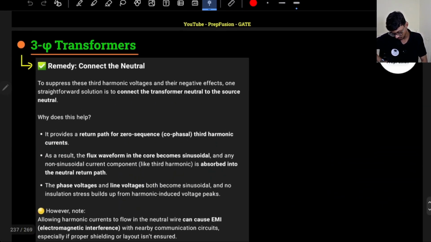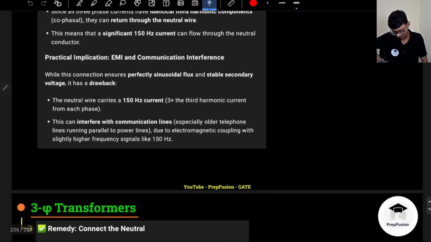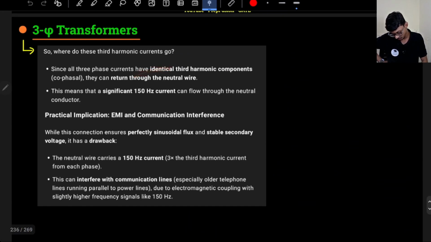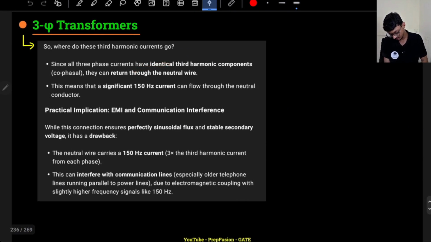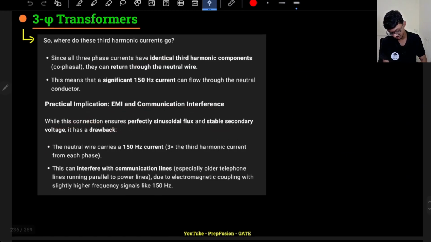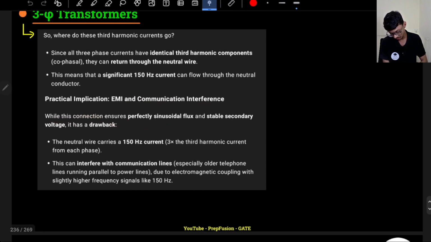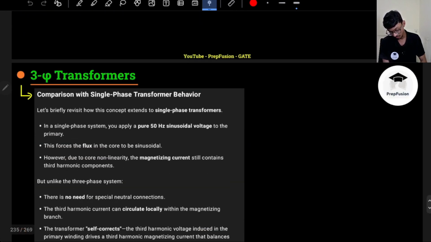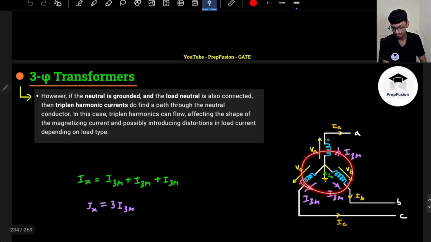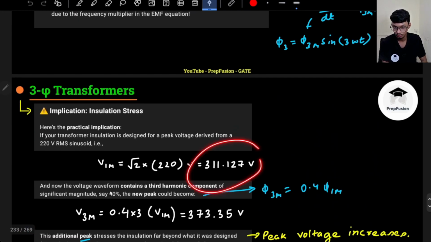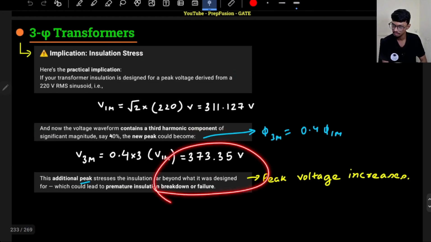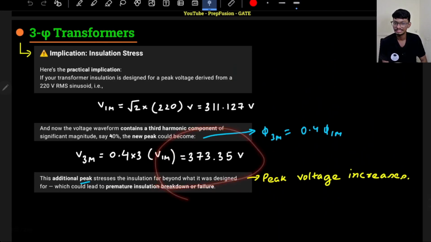You can go through and read all these things, what happens if I connect the neutral and so on. So what is the problem in star-star connection? There will be a problem of insulation breakdown. The same thing is written over here. While the connection ensures perfectly sinusoidal flux and stable secondary voltage, it has a drawback: the neutral wire. If I don't connect the neutral wire, then there is a problem of insulation failure.